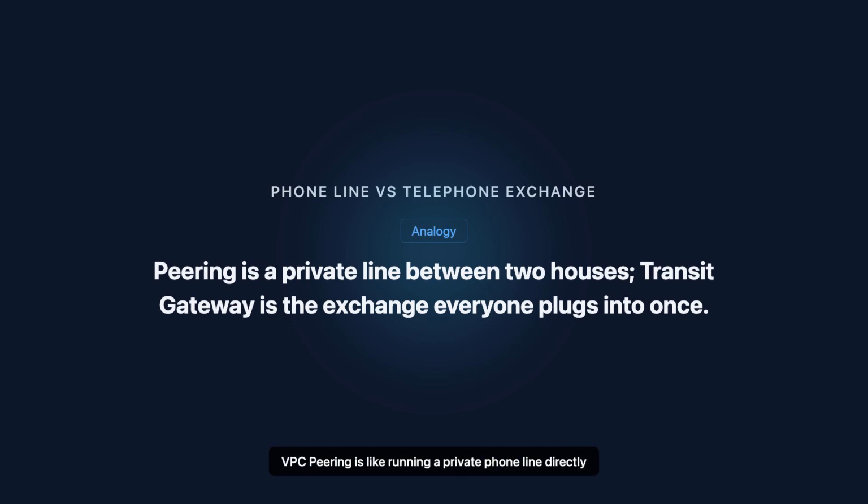VPC peering is like running a private phone line directly between two houses. That's great when it's just a couple of friends who want to talk, but to connect a whole neighborhood, you'd end up with a tangle of wires running between every pair of houses. A transit gateway is the telephone exchange sitting in the middle. Everyone plugs in once, and through that hub they can all reach each other. Hold that image while we look at each option.